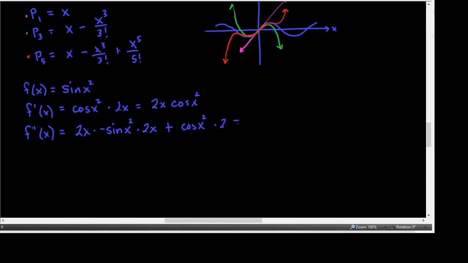So that would simplify to be negative 4x squared sine of x squared plus 2 cosine of x squared. Remember, I want you to do like 5 or 6 of these. Are you happy with me right now?